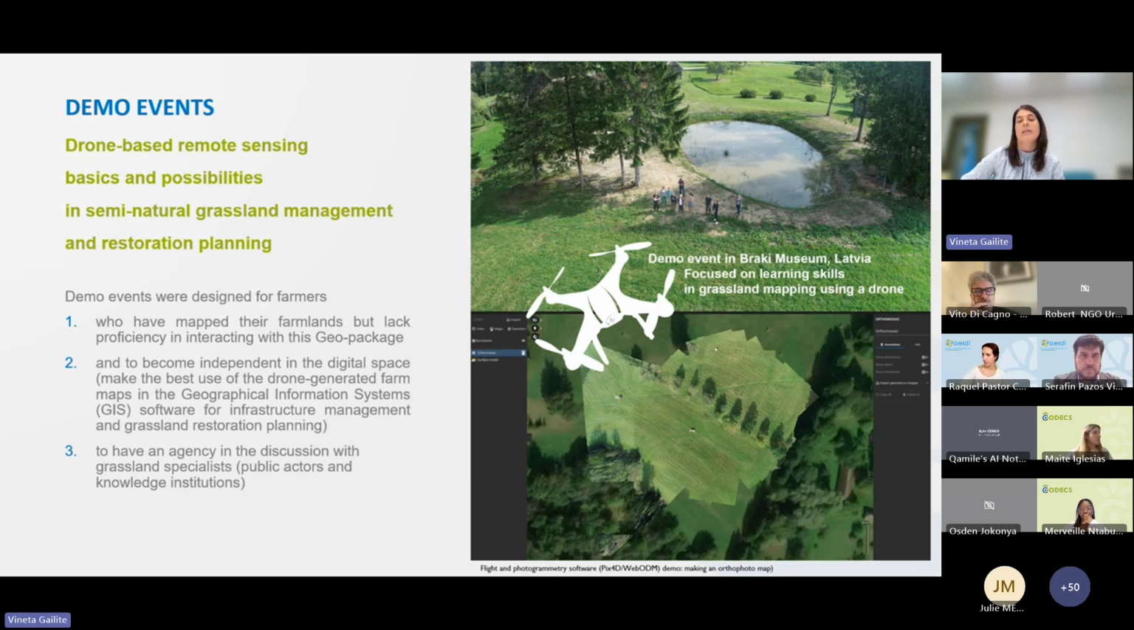This is where you can interact with your digital maps. And then thirdly, because the map is also a document, this gives farmers the agency to engage in discussion with the grassland specialists. These are public actors and knowledge institutions, and often these are discussions about subsidies and other management needs, what farmers are discussing between the grassland specialists, advisors, and other researchers who are working with the farmers.